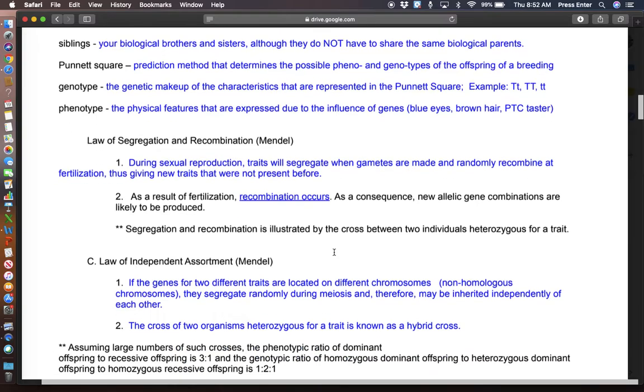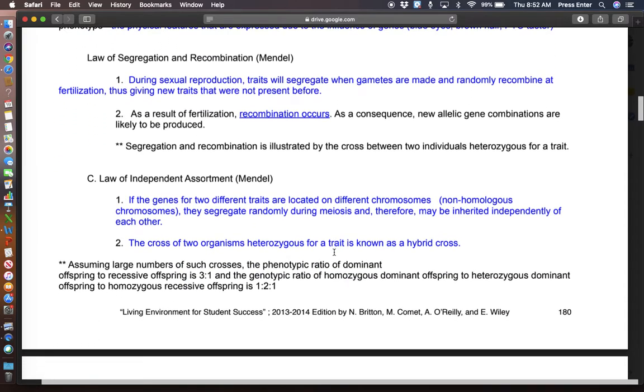Law of independent assortment. Once again, if the genes for two different traits are located on different chromosomes, non-homologous, they may not be inherited together. So it's very common that people associate different genetic traits with each other. Oh, if he's blonde-haired and blue-eyed, like people that we usually refer to in Sweden, that's usually a characteristic that we see. They're blonde-haired and blue-eyed, and they're these gorgeous people.